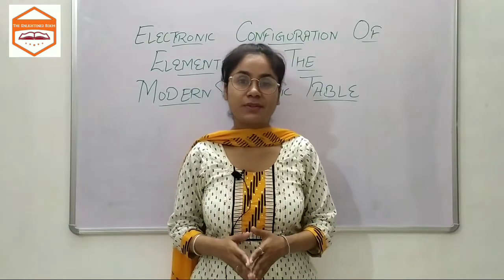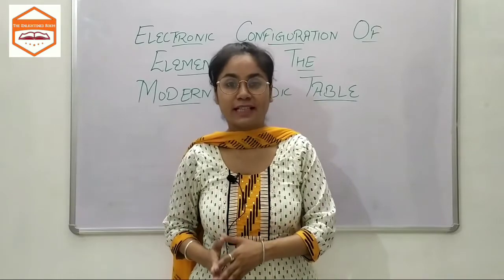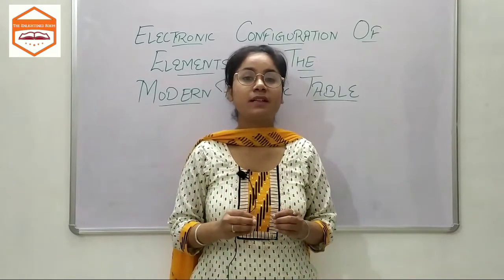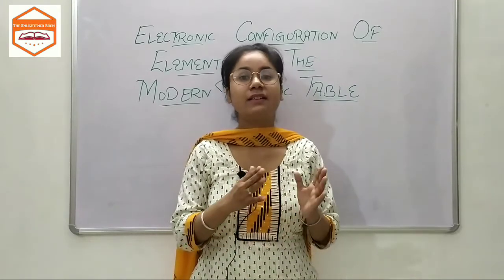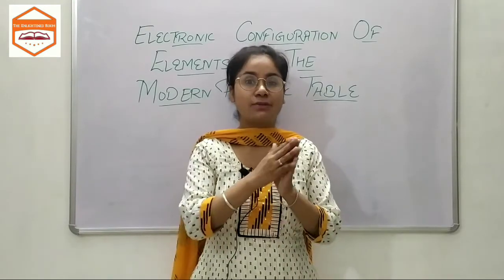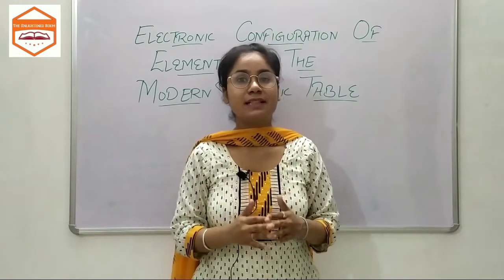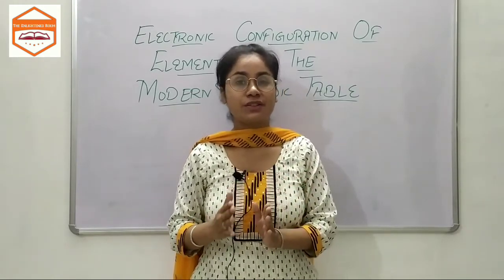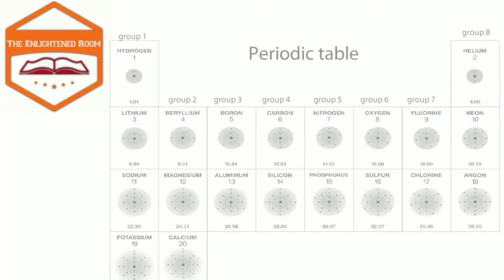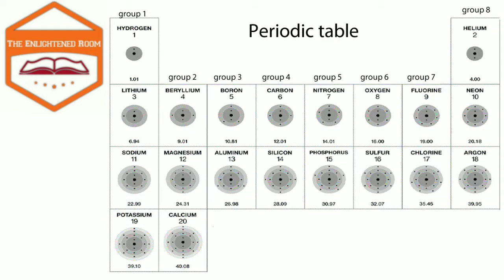In the groups, as you can see, all the elements of any group of the periodic table would have similar, or you can say identical, valence shell electronic configuration. However, as we go down the group, the number of filled shells increases, but the pattern of the electronic configuration remains the same. You can consider the electronic configuration of elements of group 1.